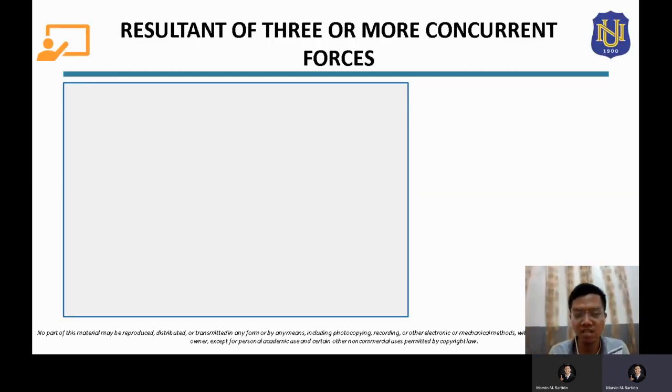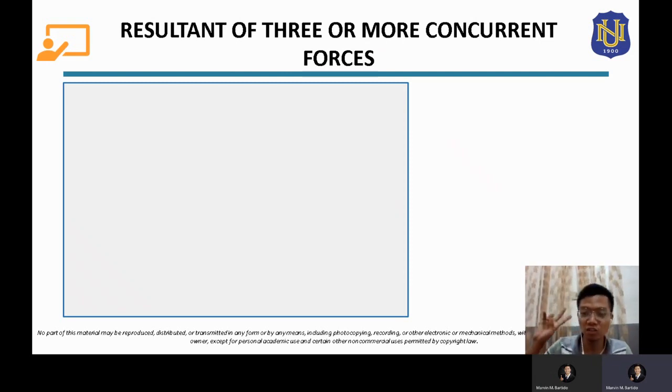Previously, we have discussed how to solve the resultant of two concurrent forces, right? We solved that using the triangle law. Now, what if your concurrent force system has three or more forces? Can we still apply the triangle law for that? In solving the resultant of three or more concurrent forces, we can actually use two solutions, or two approaches.